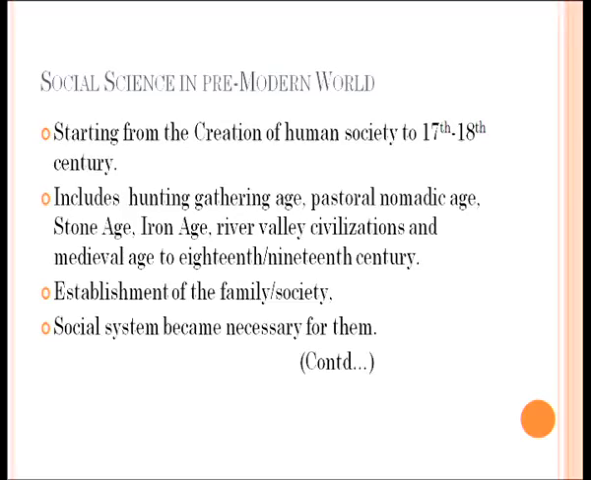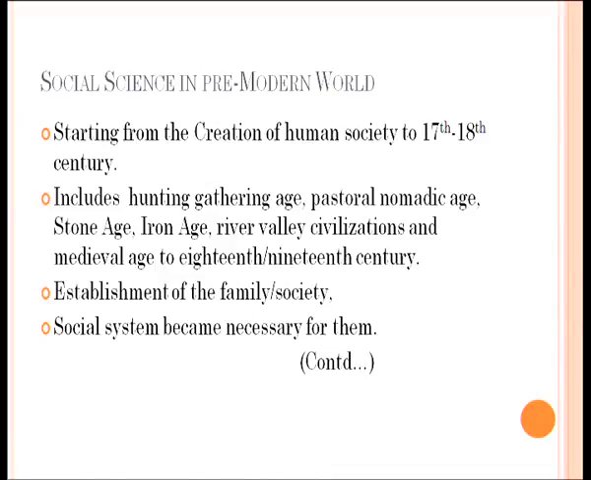Social science in the pre-modern era. When we talk about the pre-modern era, we are talking from, let us start from the creation of human society to the 17th to 18th century. Now what all does it include? It includes the hunting-gathering age, pastoral nomadic age, Stone Age, Iron Age, then different river valley civilizations across the world, and medieval ages to the 18th and 19th century.